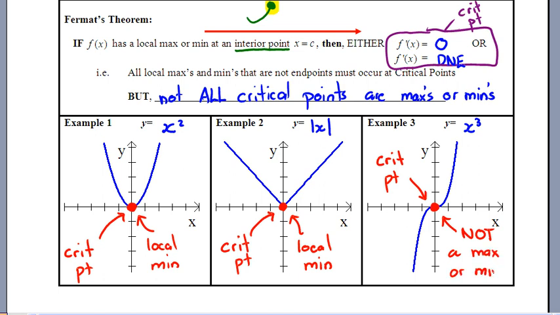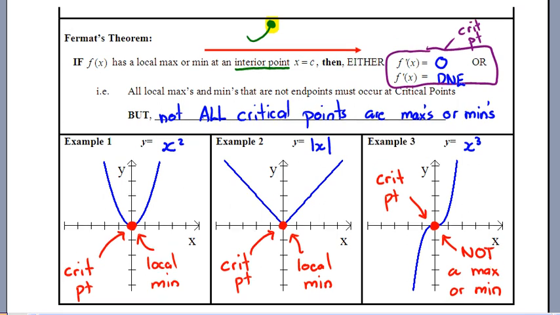It's neither of those. All I'm saying is if there is a max or a min, it will happen at a critical point if it's an interior point on the graph. But not every critical point is going to be a max or a min. So this arrow up here for this theorem, it's kind of like, a little biology analogy here, saying if it is a cat, then the logic says it is an animal.